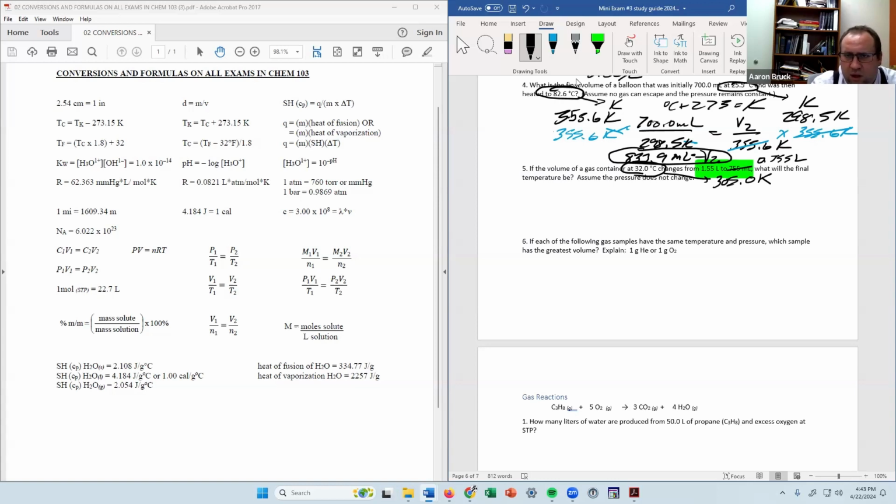So we have 1.55 liters over 305 Kelvin. And we're trying to see what happens when we get 0.755 liters. What is the second temperature? Lots of ways to solve this. The way I prefer most is, since I have a variable in the denominator here, what I'm going to do is flip both fractions at the same time so that the variable's in the numerator, and then it'll solve just like the previous problem before it.